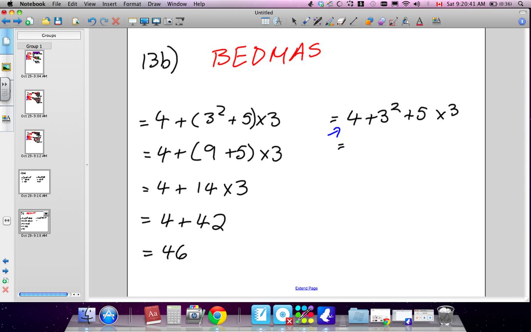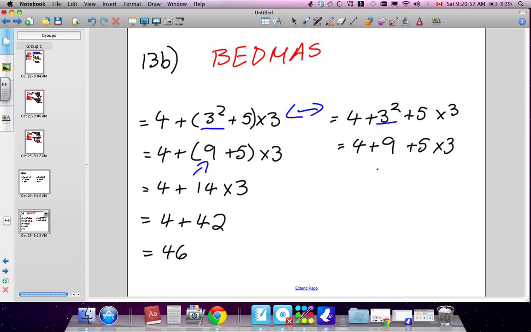According to BEDMAS, what's the first step I do? Brackets. Are there any brackets in this one? No. What's next? Exponent. Is there one? Yeah. So what is it? 3 to the power of 2. Okay, so let's compare this already. 3 to the power of 2, 9 plus 5 times 3.